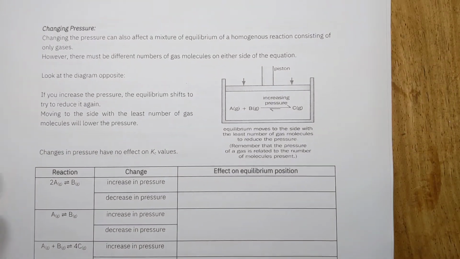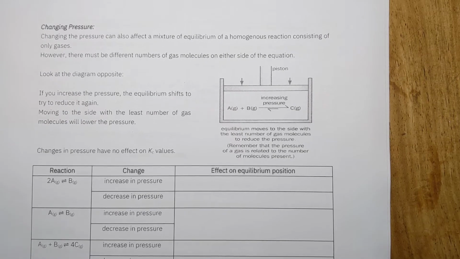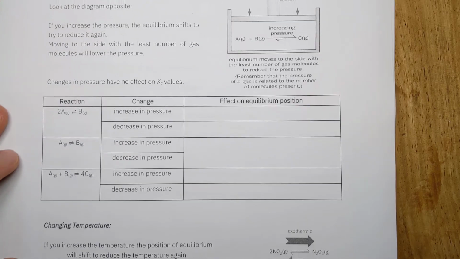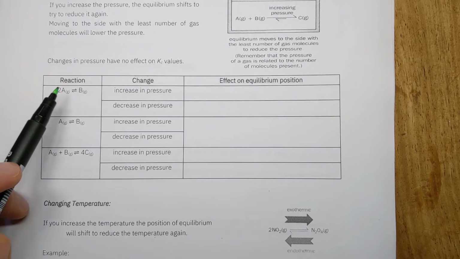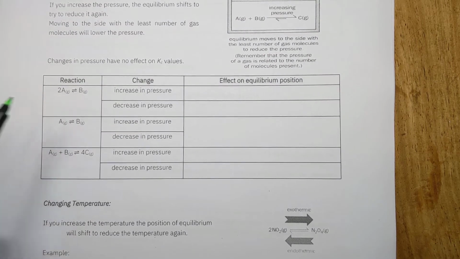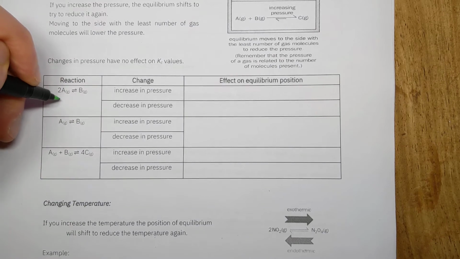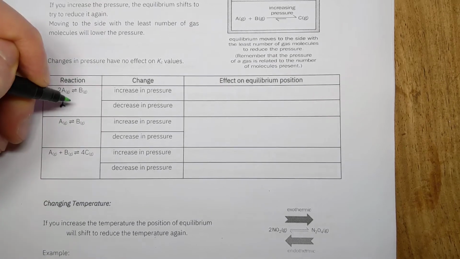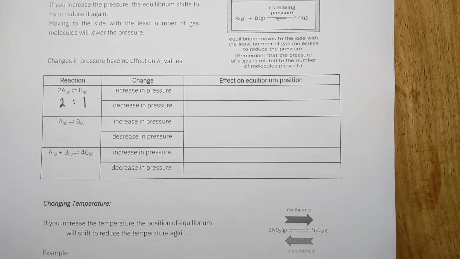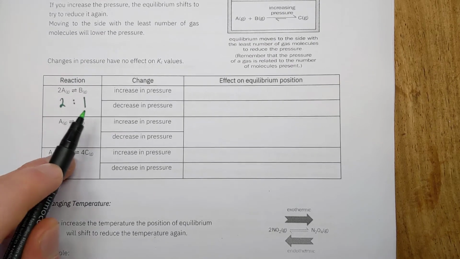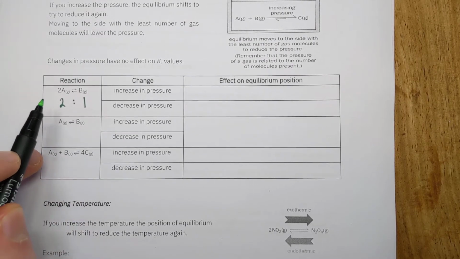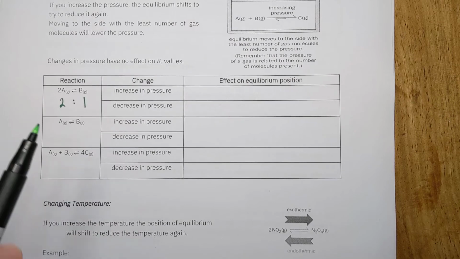Changing pressure is kind of a similar level of analysis. And this will involve gas reactions, and this will involve counting the numbers of molecules of each side of the equilibrium arrow. We'll just jump straight into the examples. If I have 2A reacting to make B, quick analysis, I have 2 molecules of gas on the left, and in total 1 molecule of gas on the right.